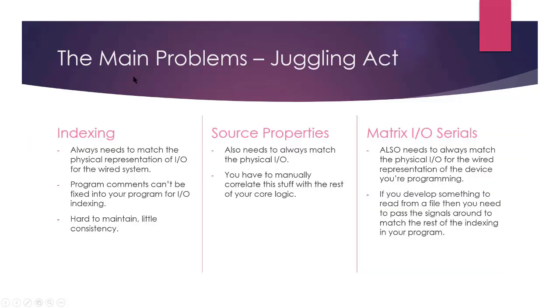This causes some pretty big problems, especially when you're getting into programming larger systems. It becomes a juggling act. So in terms of the serials, the source properties, and indexing, this all needs to be maintained based on the physical I/O of the system itself. Comments, if you're using anything in terms of documentation for the indexing, you can't keep that consistent in some cases. Maybe you're good at it, but there's always potential for missing updating comments, and then you've got comments that are out of date and not based on the actual indexing, and it can lead to confusion for yourself and other programmers, whether you're revisiting this code 3, 6, 12 months down the road. It's hard to maintain because there's little consistency.